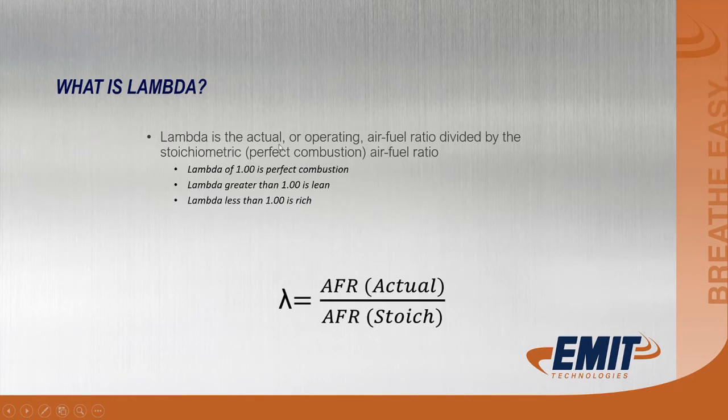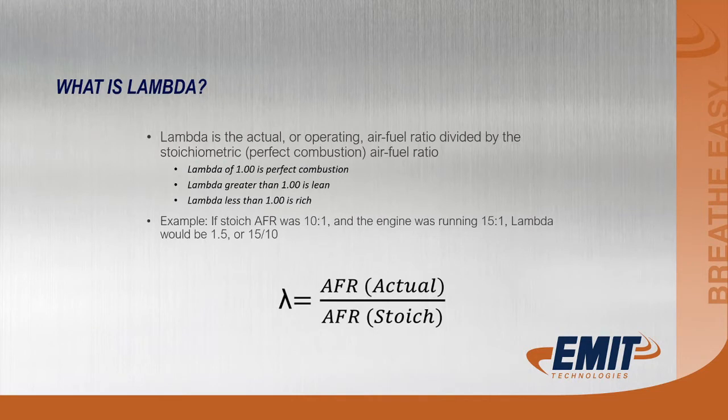Lambda is the actual or operating air-fuel ratio divided by the stoichiometric or perfect combustion air-fuel ratio. A lambda of 1 is perfect combustion. Lambda greater than 1 is lean. A lambda less than 1 is rich. Example, if the stoichiometric air-fuel ratio was 10 to 1 and the engine was running at 15 to 1, lambda would be 1.5, or 15 over 10.